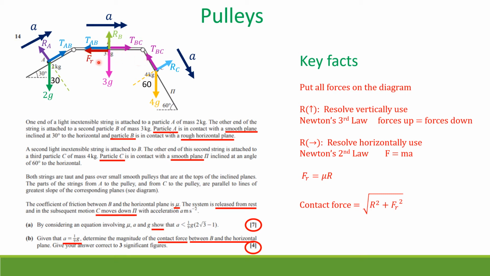I've also got a friction. So the friction is going to be opposing the motion. So the friction is only acting on section B here because this is the only part of the diagram which was rough. All the other sections were smooth.